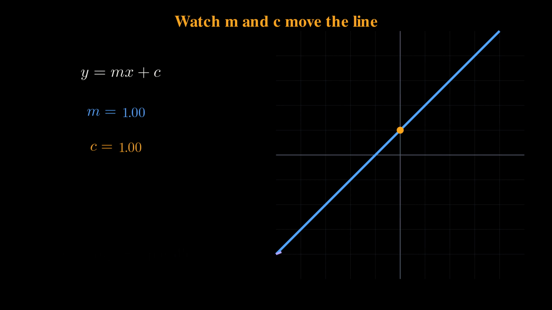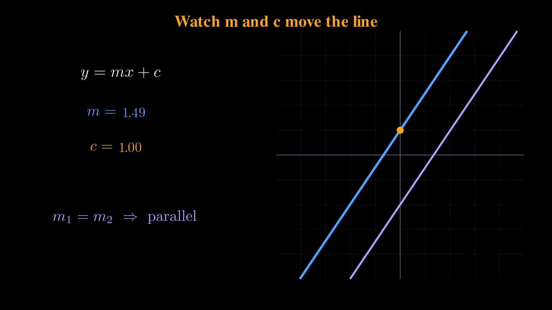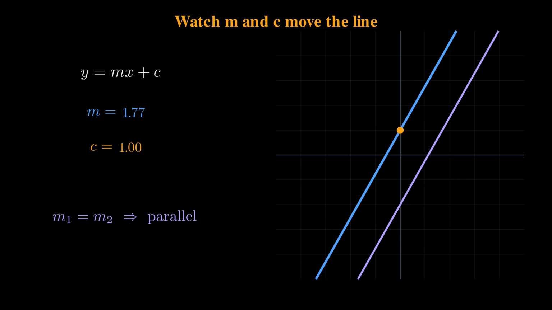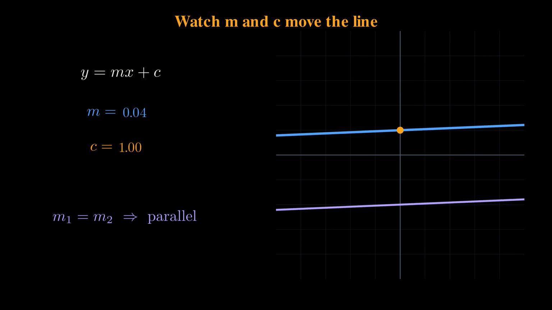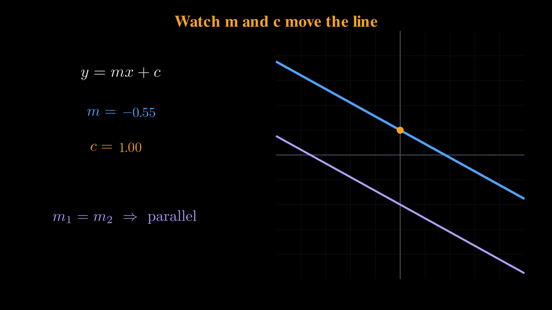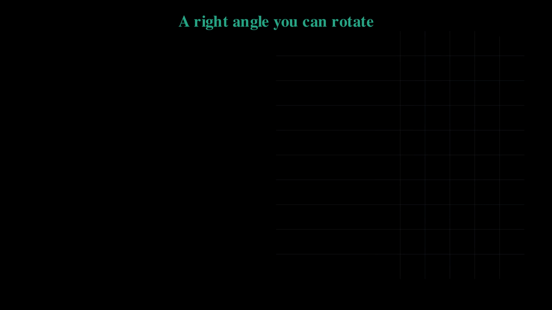And this hands us the parallel rule for free. Here's a second line, in purple, with a different intercept, but the same gradient as the blue one. Watch. As I turn the gradient, both lines tilt together and stay exactly the same distance apart. They never meet. Two lines are parallel precisely when their gradients are equal: m1 = m2. Now, the perpendicular rule.